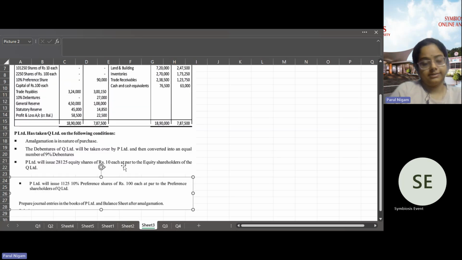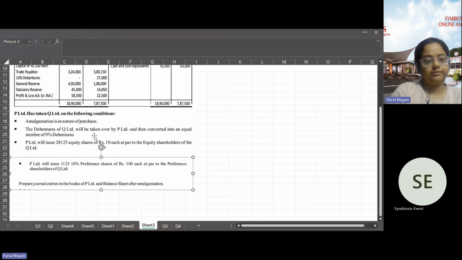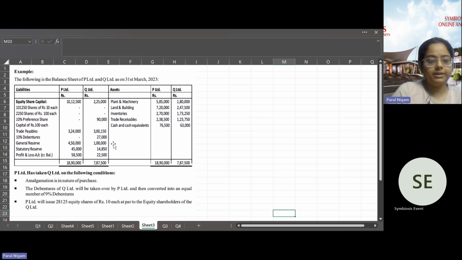Now this is basically the information given, that P Limited has taken over Q Limited. That is, P Limited is taking over Q Limited, or absorption. This is a case of absorption. Okay. Amalgamation is in the nature of purchase. The debentures of Q Limited will be taken over by P Limited and then converted into an equal number of 9% debentures.